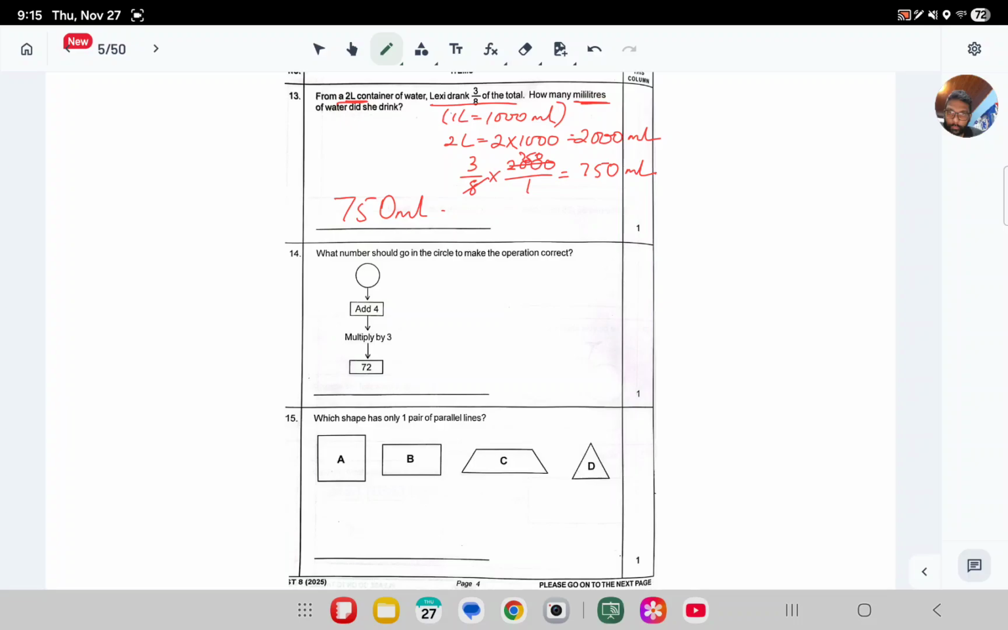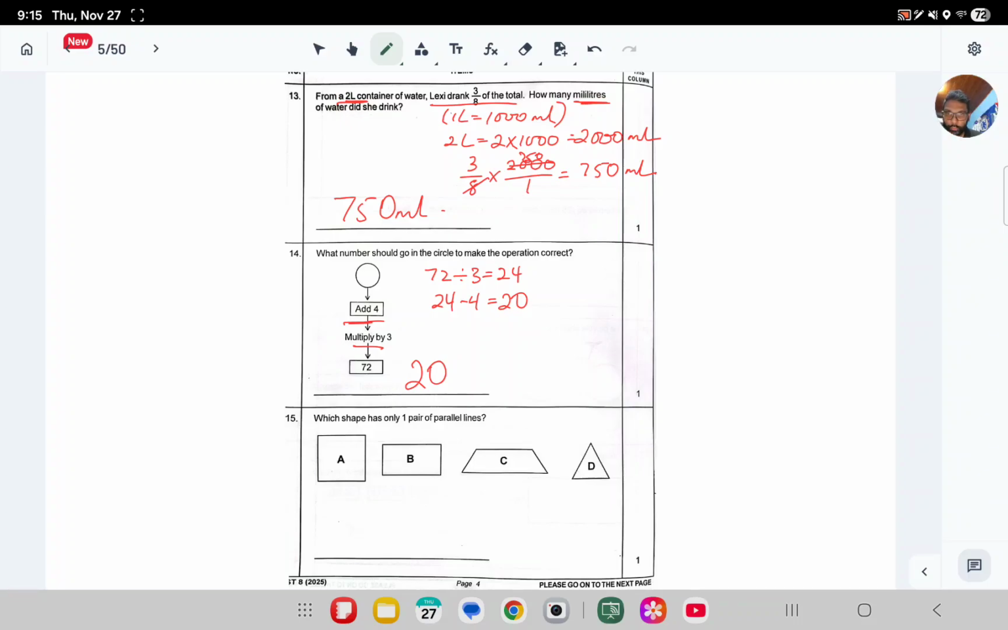Alright, so some number, add 4, and that answer you have to multiply that by 3. You'll get a final answer of 72. So to get what the original number was, you work backwards. So we do the opposite. So 72, instead of multiply by 3, we divide by 3. That will give us 24. So 24, instead of adding 4, we subtract 4. This will give us 20. So the number that needs to go in the circle is 20.